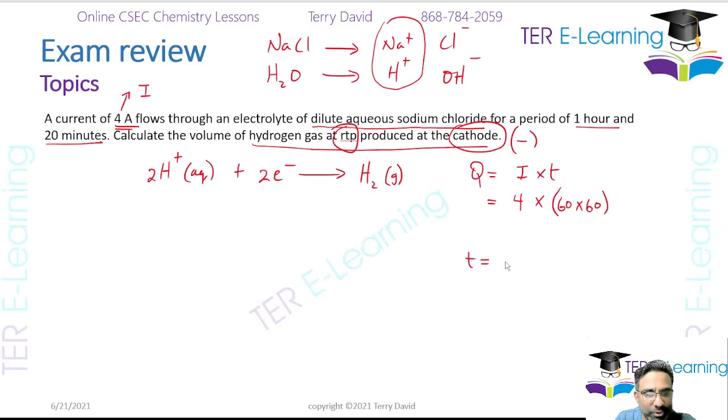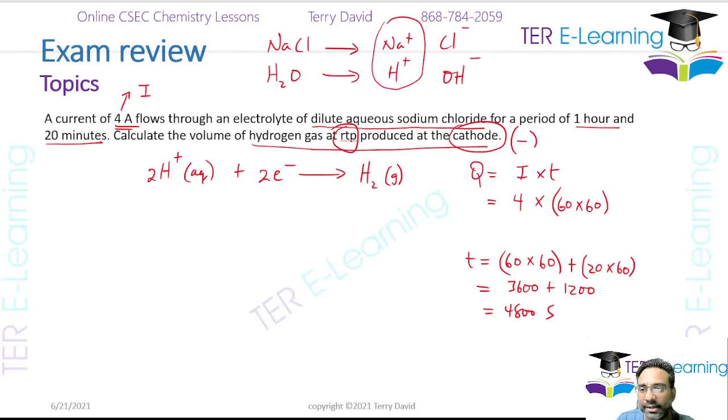Let's work out the time by itself first. That is 60 multiplied by 60, which is your time in seconds for the 1 hour. Plus we need to add the 20 minutes, which is simply 20 multiplied by 60. So 60 by 60 gives me 3600, plus 1200, so this gives me 4800 seconds. You have to be careful with the time.